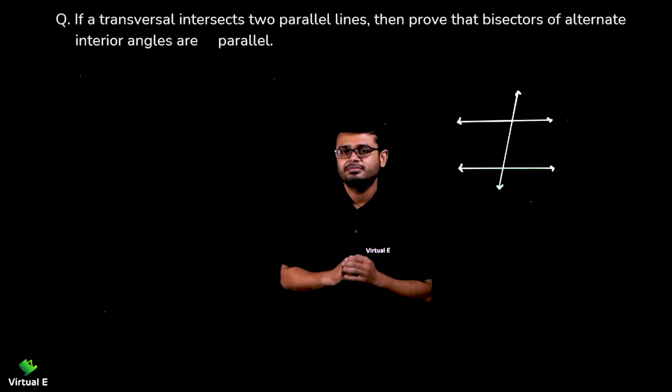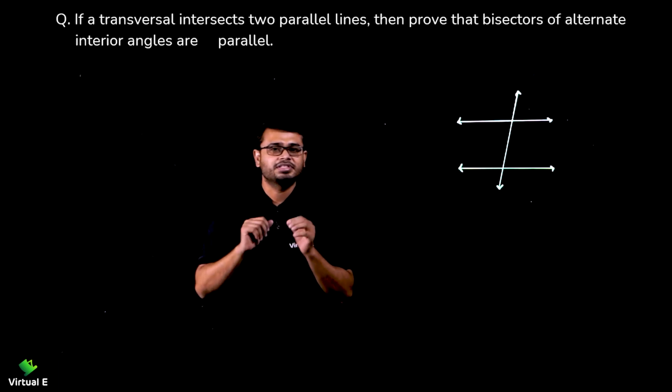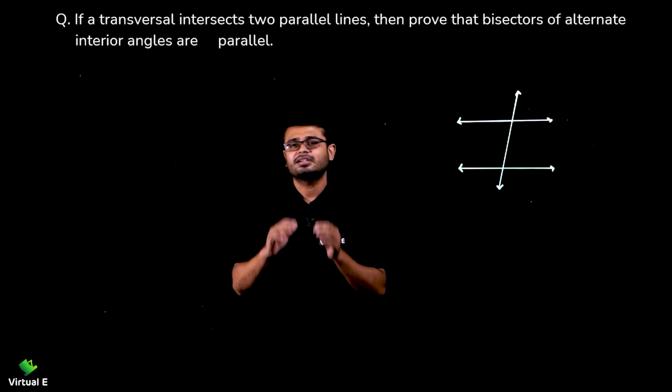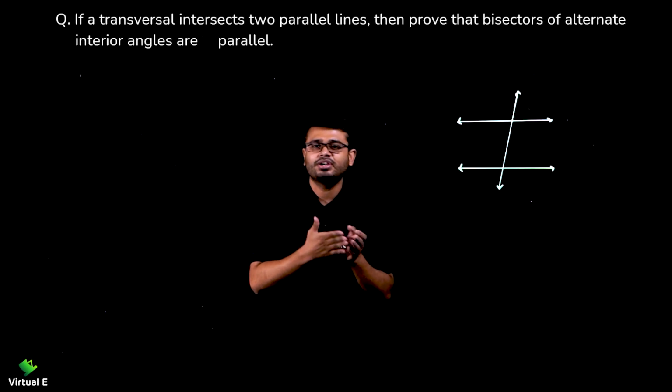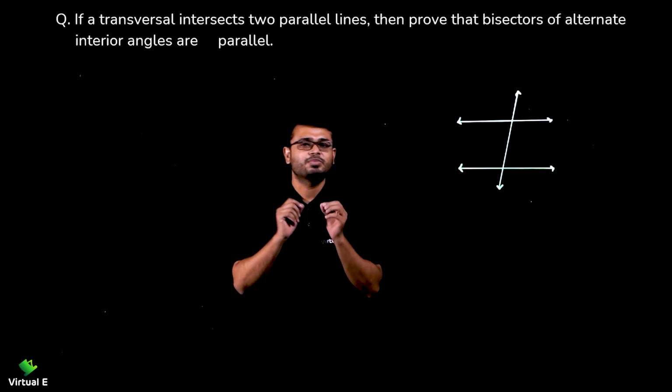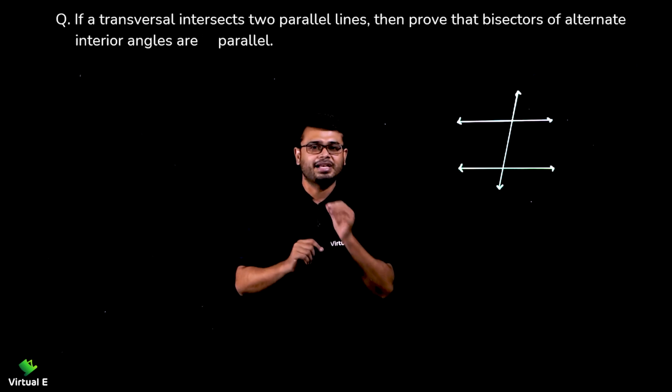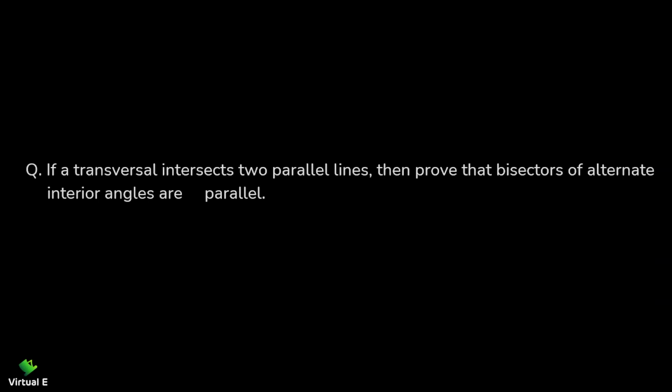Let's do one more sum, very interesting. We need to prove some result over here. So far we were finding the values of unknown or missing angles. Now let's prove some result related to parallel lines. Let's start. If a transversal intersects two parallel lines, then prove that the bisectors of alternate interior angles are parallel.